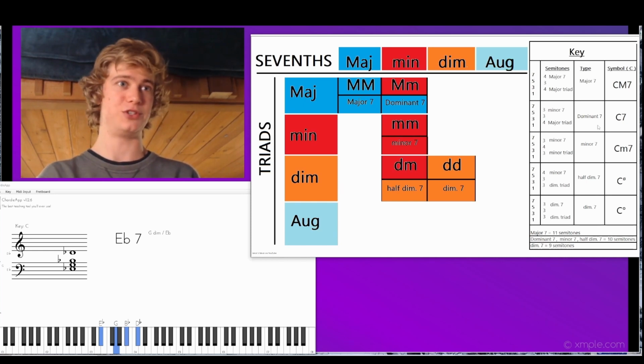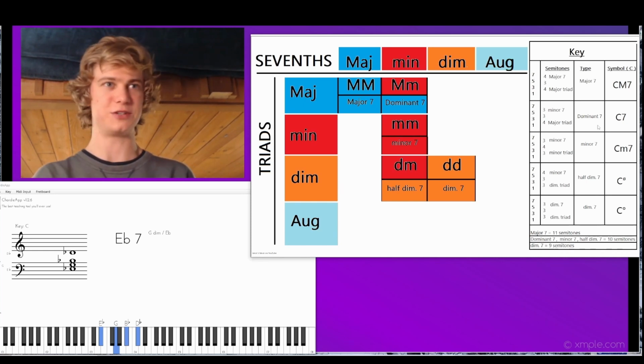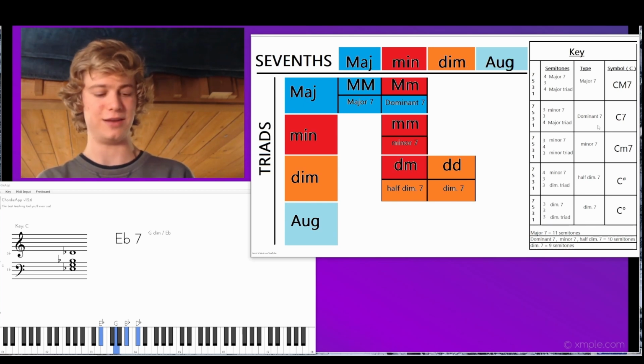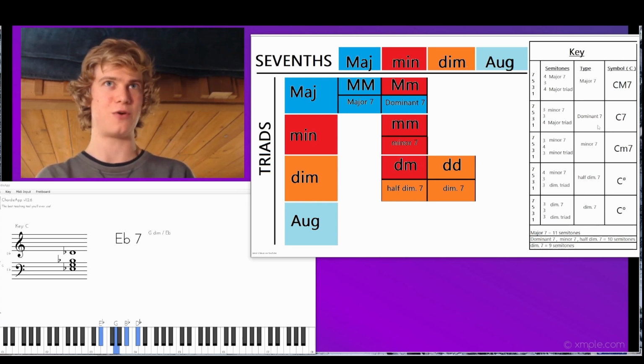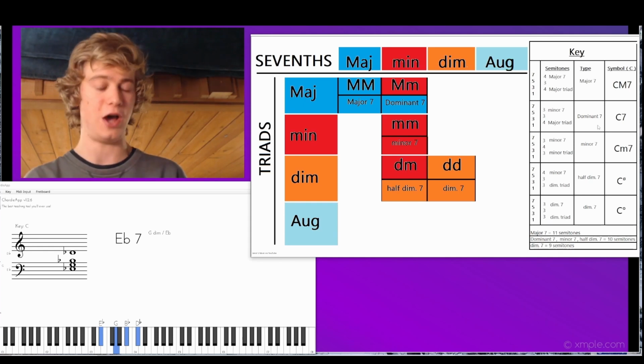And again, it's labeled just as E flat 7. There's nothing telling us major, minor, or anything. So that's how we know when it's a 7th chord and it's not labeled with anything. It's a dominant 7th chord.